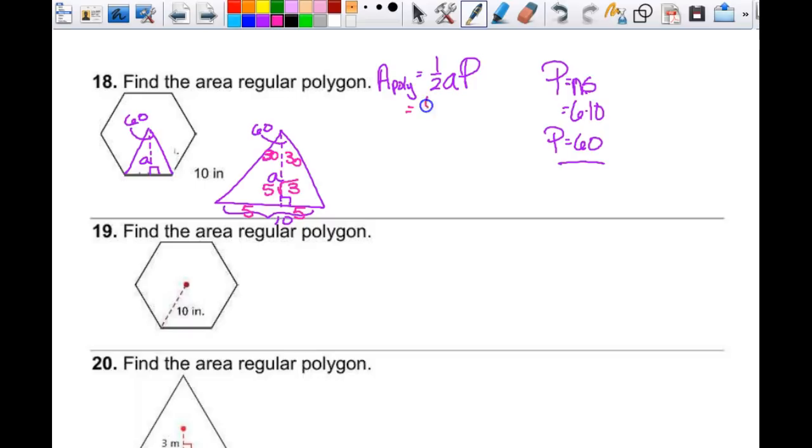Substitute it all back in. 1/2 times the apothem, which is 5 square root of 3, times the perimeter, which is 60. So half of 60 is 30 times 5. You get the area of the polygon is 150 square root of 3 inches squared.